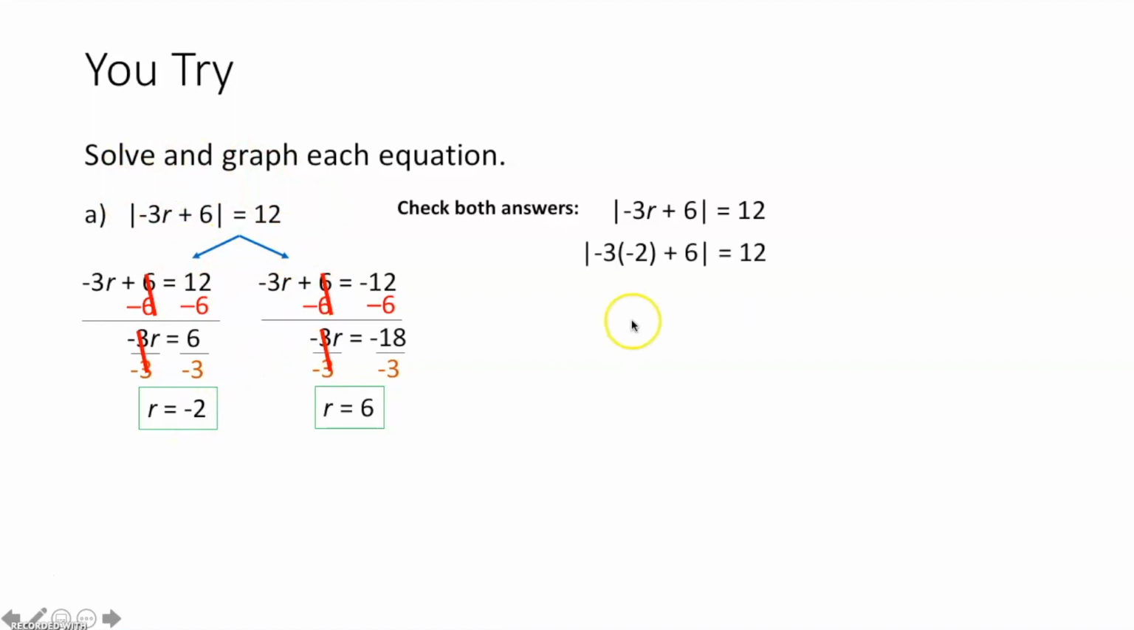Let's plug in negative 2 first. If I plug in negative 2, what's negative 2 times negative 3? That's going to give me positive 6. Now 6 plus 6 is going to give me 12. What's the absolute value of 12? That's 12. So 12 equals 12.